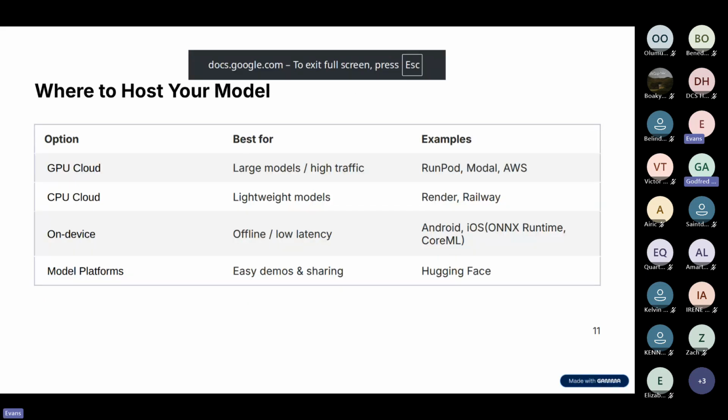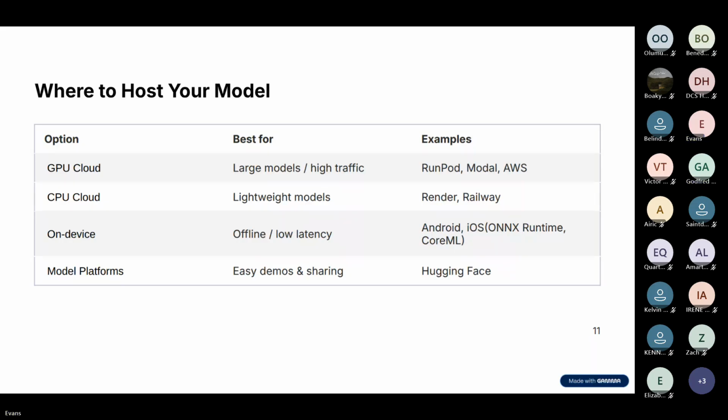All right. So now you know all about models. So we want to talk about where you can host your models, right? I mean, you've come up with a model or you've gotten a model. Now, how do you deal with it? Because you have to host it. And there are different options. So you have the GPU cloud, right? You have the CPU cloud. You have on device, right? And then you have model platforms too.